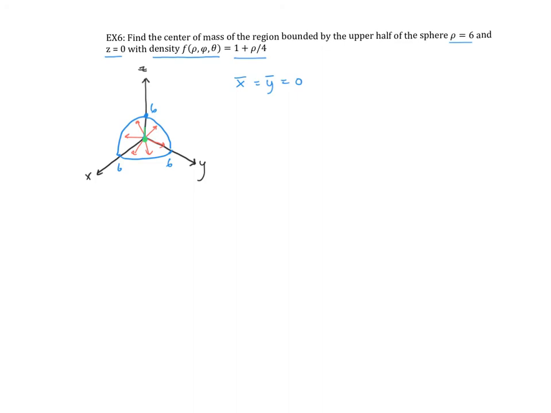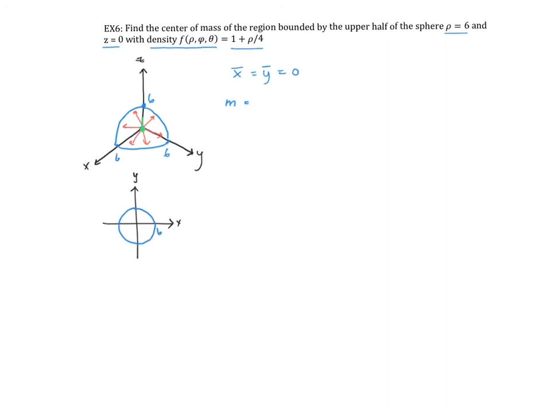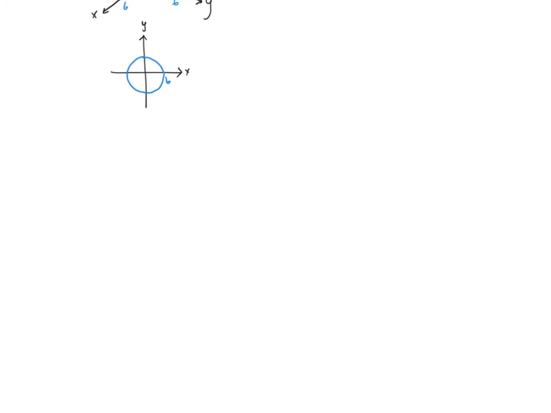So I'm using symmetry here, and then I want to compute the mass. Unfortunately, because the density function changes, I can't just use the volume of half a sphere. I actually have to compute my mass. So recall that if I were to look at the shadow of this object in the xy plane, we simply have a circle of radius 6. And since I'm in spherical coordinates, I can see that my theta values are going to go from 0 to 2 pi.